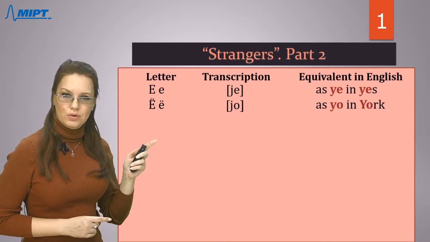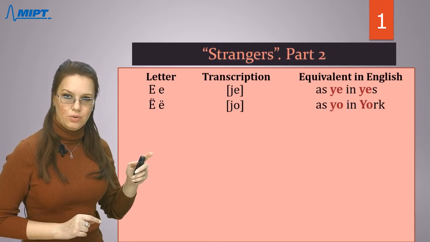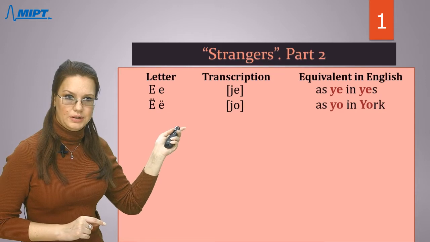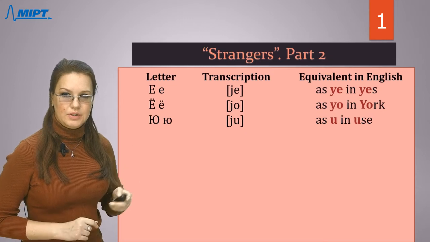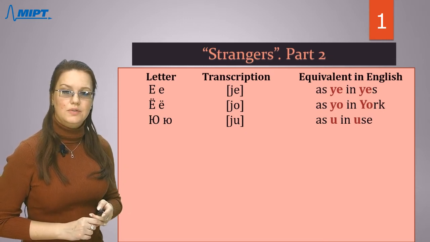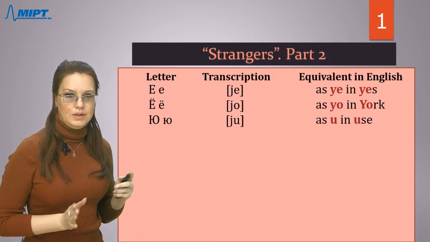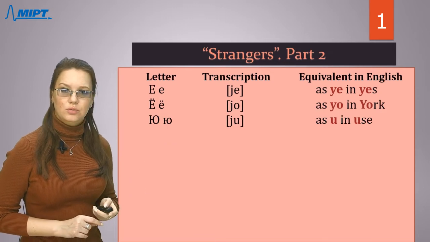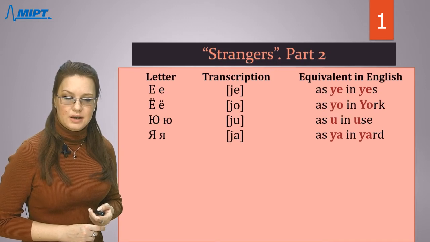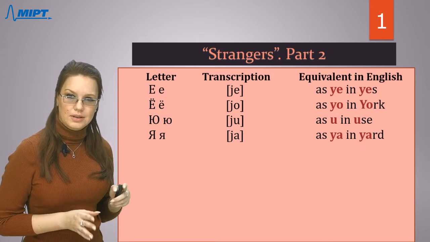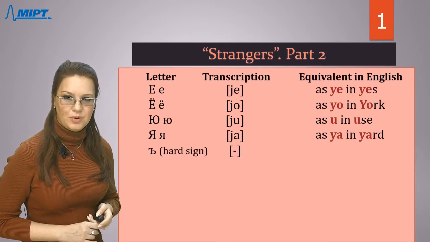The letter Yo, again, gives us two sounds, Y plus O, like these two letters in the word York. Next letter, Yu, also gives us two sounds, Y plus U, like we read this letter in the word use, for example. The letter Ya gives us two sounds, Y plus A, like in this English word.